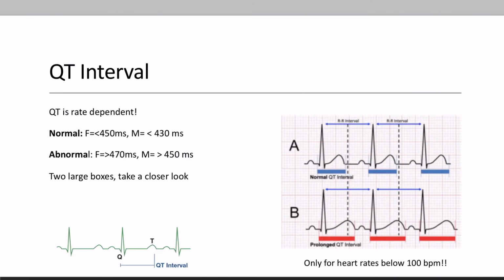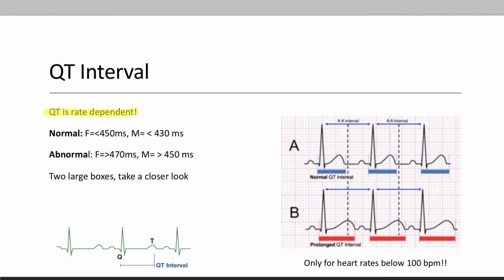So let's go into a little bit more detail about the QT interval. This is from the start of the Q wave to the end of the T wave. So this actually encompasses ventricular depolarization as well as repolarization. And it is rate dependent.